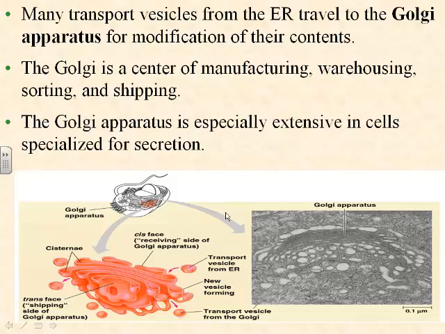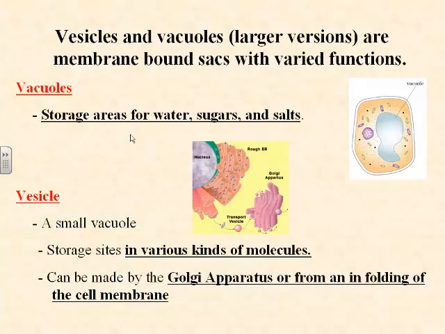So many transport vesicles from the ER go to the Golgi body or Golgi apparatus. And the Golgi is the center of manufacturing. And it is especially extensive in cells that are specialized in secretion, right? It's getting everything ready to get out of that cell.